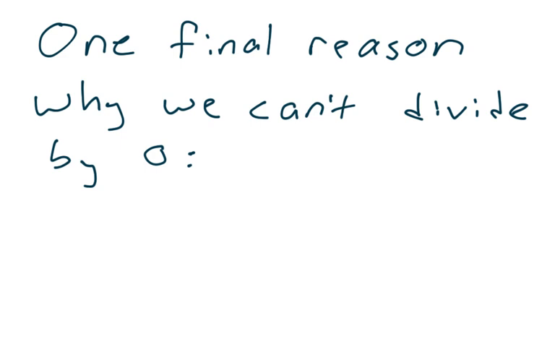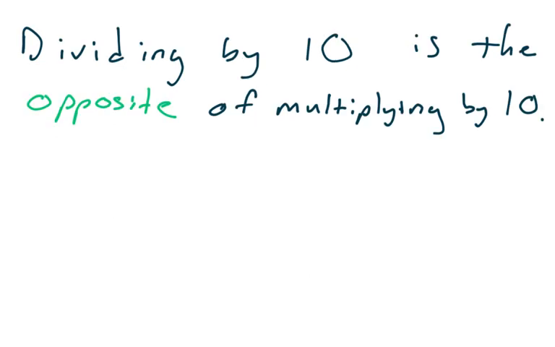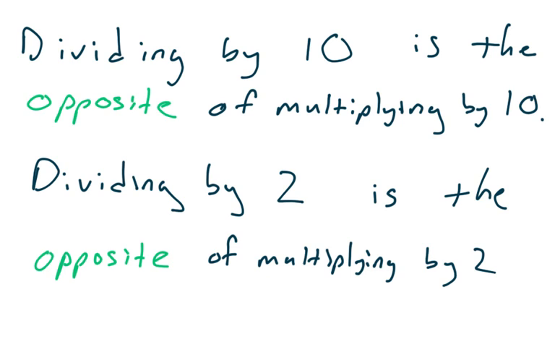Okay, let's do one final reason why we can't divide by 0. It boils down to a simple fact. Division is the opposite of multiplication. For instance, dividing by 10 is the opposite of multiplying by 10. Similarly, dividing by 2 is the opposite of multiplying by 2.